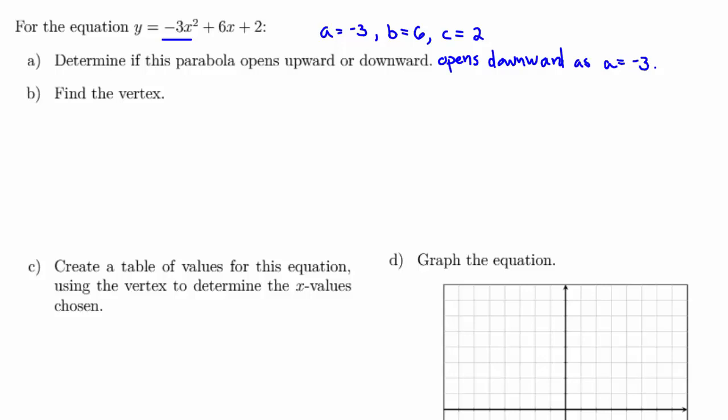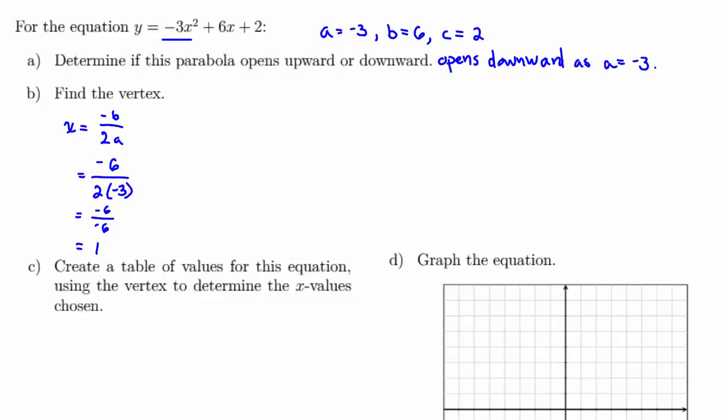The next thing we need to do is find the vertex. To determine the vertex, the x-coordinate will be x equal to negative b over 2a, and that a and b are the ones that I just referred to that correspond to the coefficients. So x equal to negative b over 2a, we can replace negative b with negative 6, and that's over 2 times negative 3. So we now have negative 6 divided by negative 6, which is 1. So the value of x for our vertex will be 1.